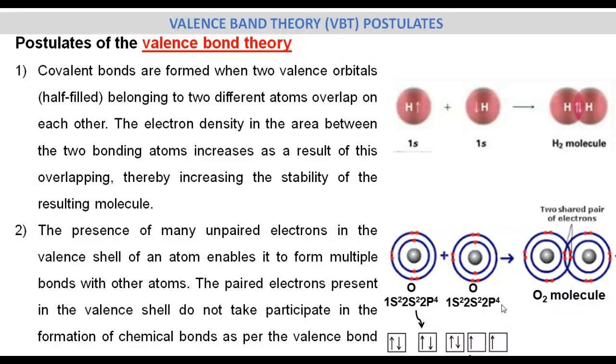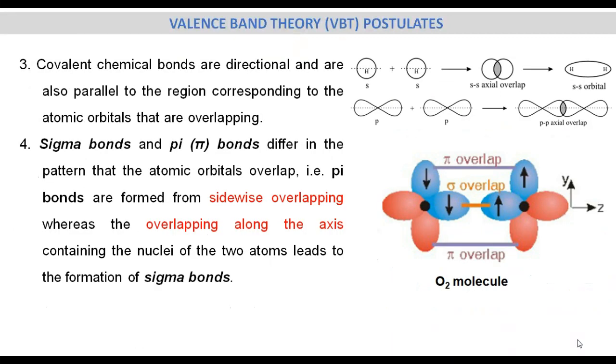So we can discuss how the pi bond and sigma bonds are formed here. The second postulate is that the presence of many unpaired electrons in the valence shell is able to form multiple bonds with the other atoms. A very simple postulate. And the third postulate: covalent chemical bonds are directional in nature. So the covalent bonds are always forming along the axes.